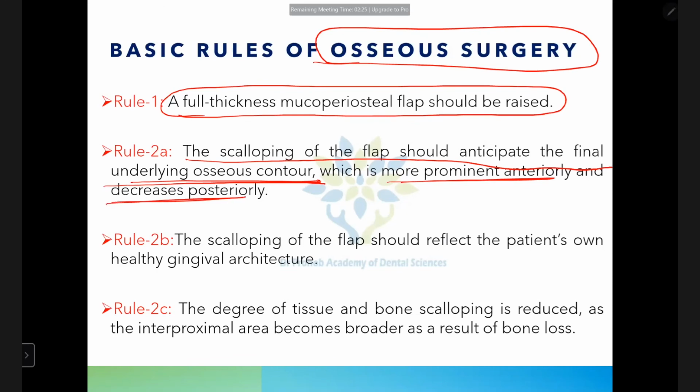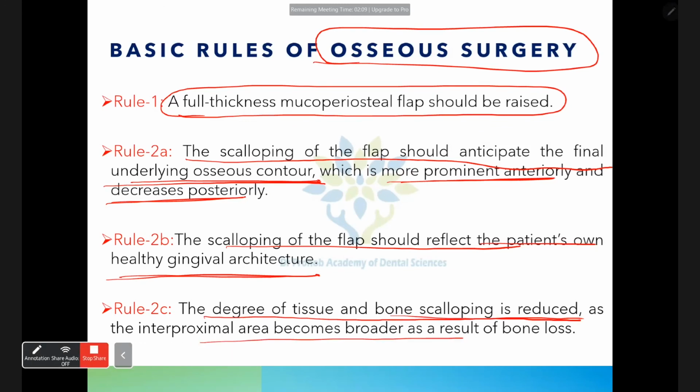What is rule 2B? The scalloping of the flap should reflect the patient's own healthy gingival architecture. So scalloping should be such that it resembles the healthy gingival architecture. Rule 2C: the degree of the tissue and bone scalloping is reduced as the interproximal area becomes broader as a result of bone loss. So if the interproximal area is broad, you need to reduce the bone scalloping. As the interproximal area becomes broad, your tissue scalloping and the bone scalloping should be reduced.